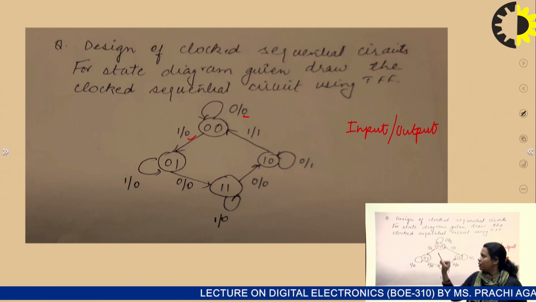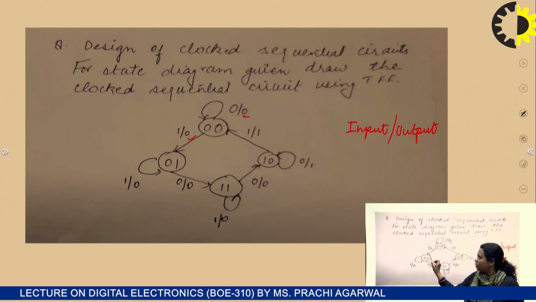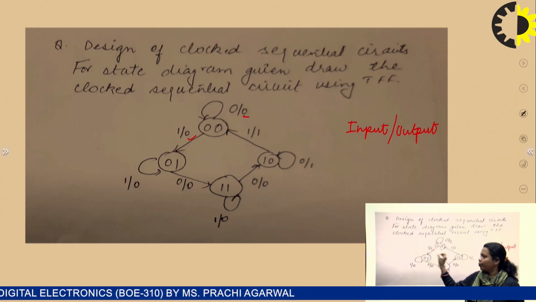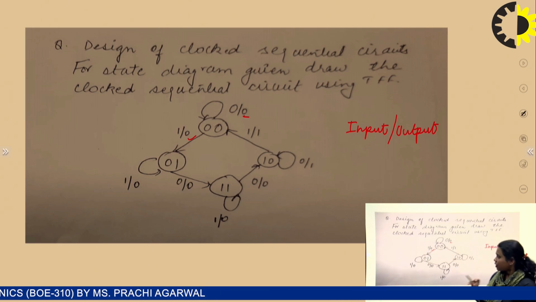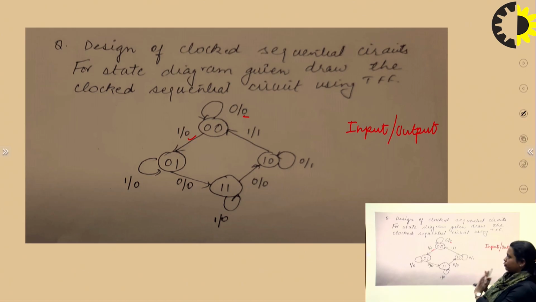Check the next, 0 0 at input 1 is going to 0 1 and giving output 0. Is this clear? Again I am telling, 0 0, input is 1, going to 0 1 and output is 0. Clear? Similar way 0 1. So for 0 1 again we will be writing. So for this, first of all you should know how to read this state diagram, right?